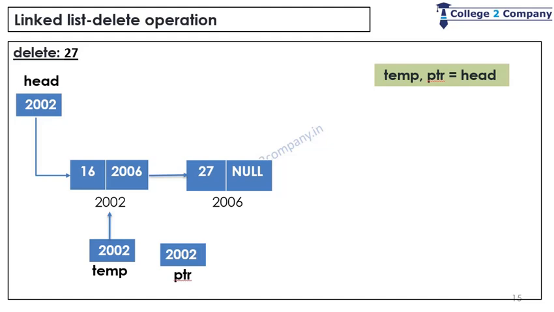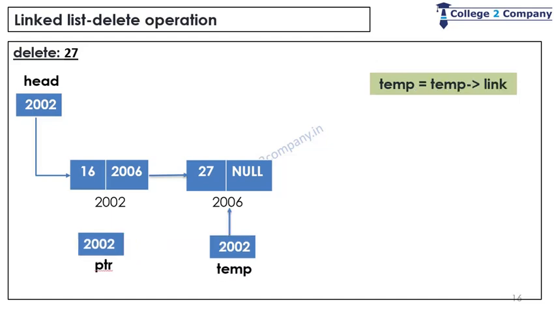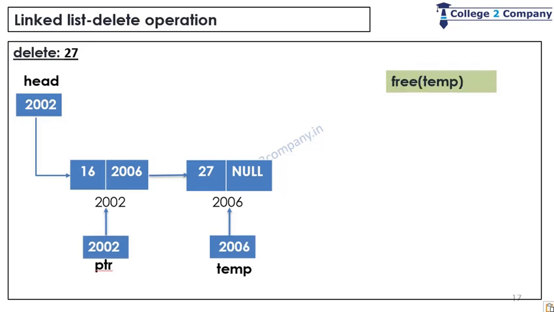Now the last element to be deleted from the list is 27, which is present at the last position. This is the second node in the list. We use two pointers, temp and ptr, which are pointing to the first node currently because the head value is assigned to temp and ptr. Head is pointing to the first node whose address is 2002. We traverse the list using the temp pointer. Temp is equal to temp's link. Now temp is pointing to the last node of the linked list.